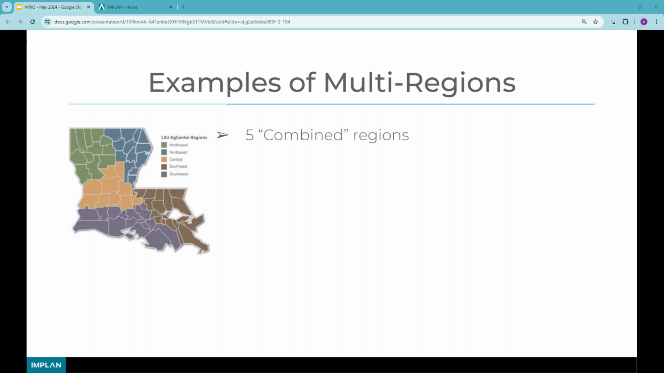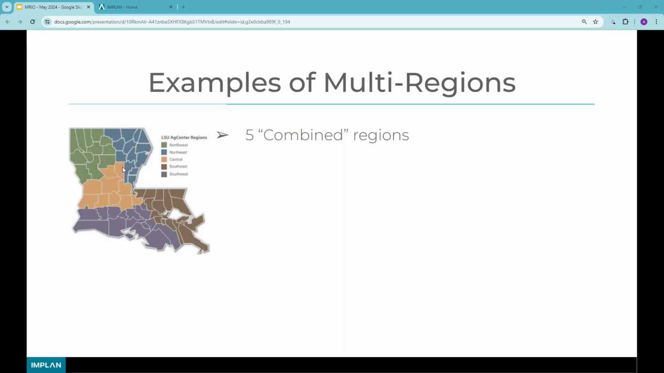So just a couple examples here of things that we see. Here we have a multi-regional, or MRIO, analysis, but here we have 5 regions. Those 5 regions are combined regions within the state of Louisiana. This is from the LSU Agricultural Center, but this can be the same for any other type of regions. I know FEMA has 10 regions in the US, right? However, you want to slice and dice up your map to create some new region. But in this case, we are looking at 5 regions.